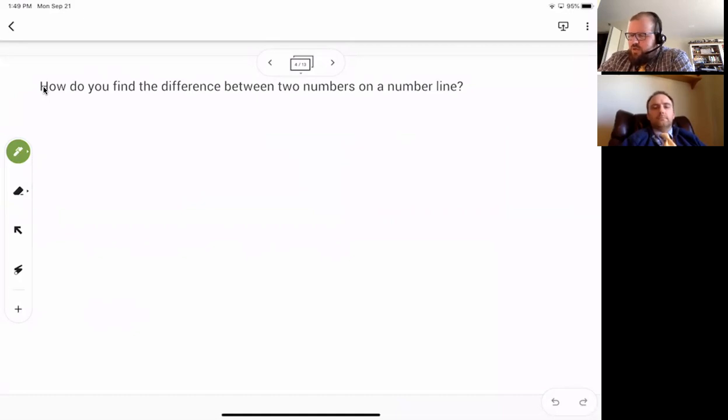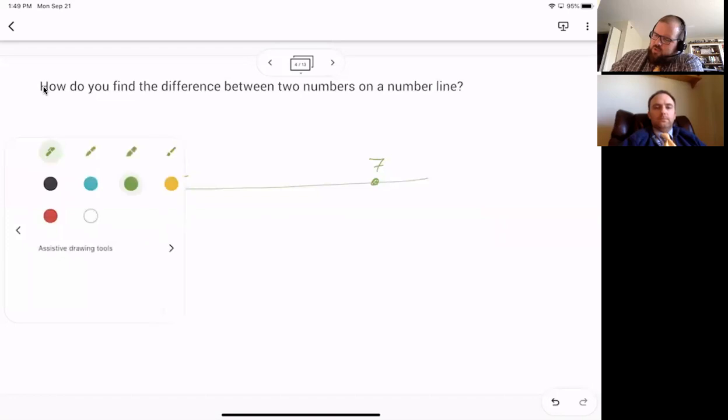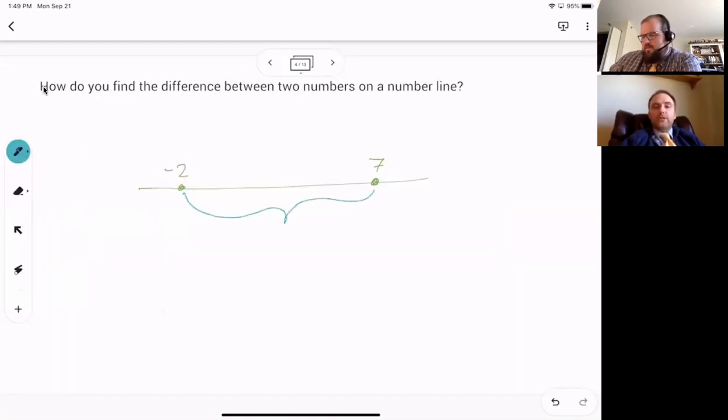Find the difference between two numbers on a number line. Is there a secret word in there that's a hint? Yes. No, I'm just kidding. It's difference. So if I had 7 and -2, the difference between those, what math operation is the difference? Subtraction, sir. Oh, so I could do 7 minus -2, plus, and that equals 9?